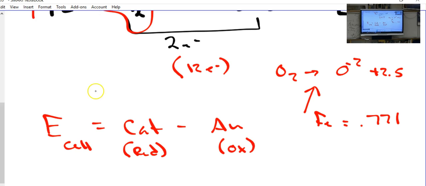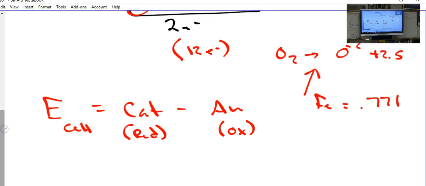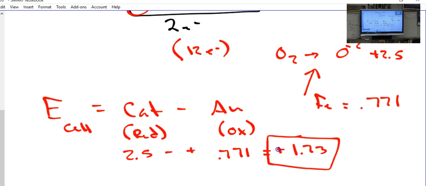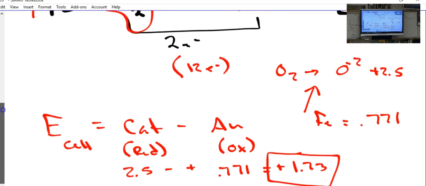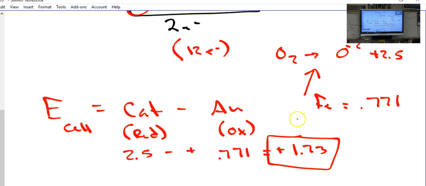All right. So which one's reduced again? Oxygen. 2.5 minus positive this time, right? 0.771. And what do you get? This is positive or negative? Positive. What does that mean? Okay, it will actually happen. Does iron rust? Yeah, it does. So that is something that should happen.